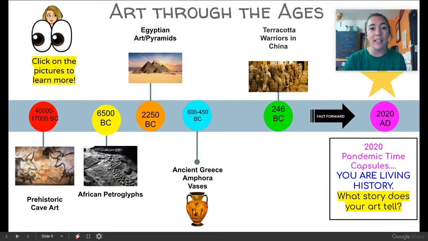As you'll see in my next video, a time capsule is used to collect and store different artifacts that represent and tell stories from that time. So our time capsule is going to be for 2020, and you will fill it with different artifacts that represent what happened in that year and what you experienced. I'll show you all sorts of ideas for that in my next video. So for now, go ahead and hop on to this slide, learn a little bit more about art history, and then we'll get started on our time capsules.